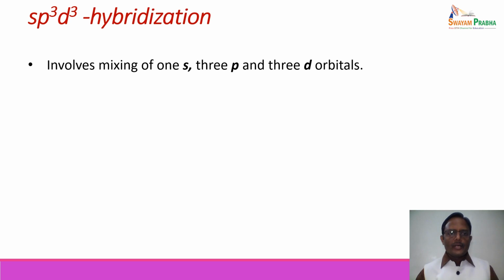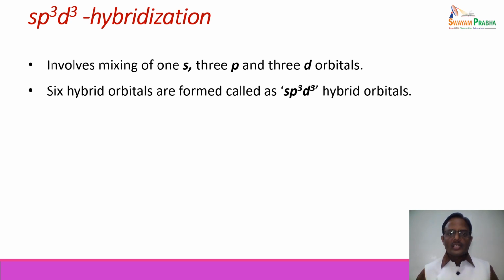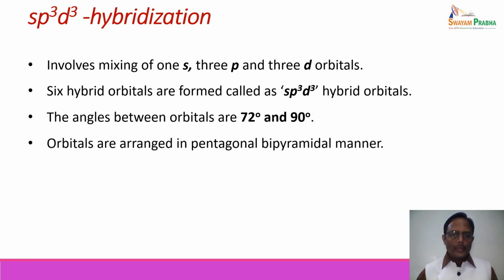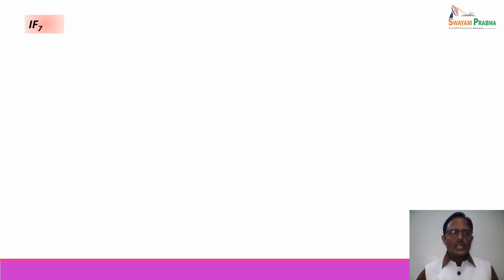sp3d3 hybridization is the last type of hybridization, which involves mixing of one s, 3 p and 3 d orbitals, and they will be called sp3d3 hybrid orbitals. The angles are again non-equivalent, 72 degrees and 90 degrees. 72 degrees in the plane and 90 degrees perpendicular to the plane. The orbitals are arranged in a pentagonal bipyramidal fashion. The example of this type of molecule is IF7.